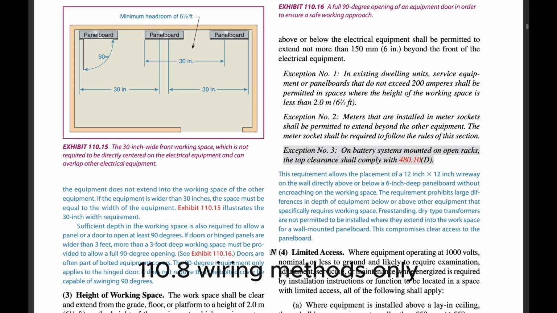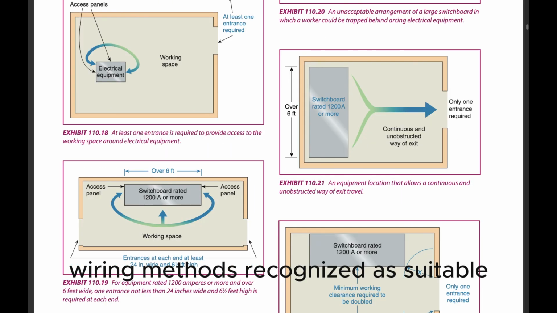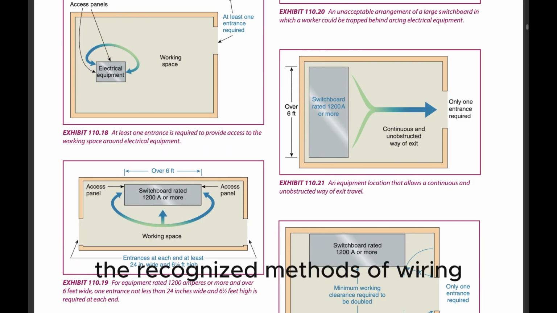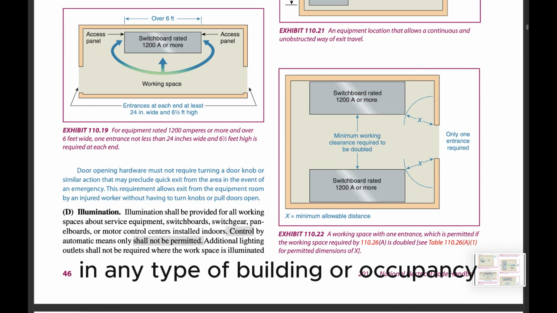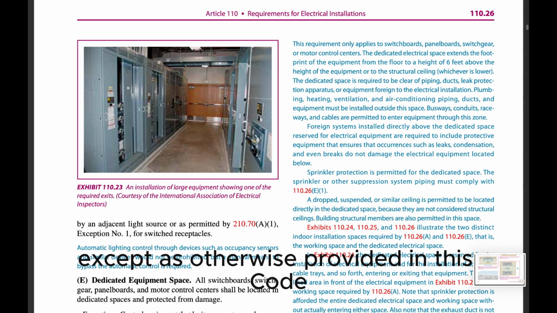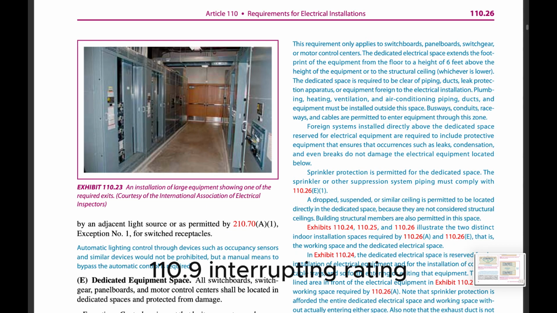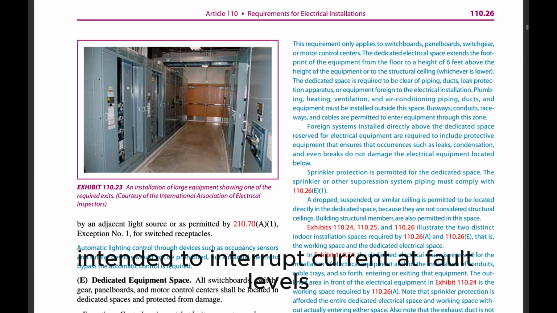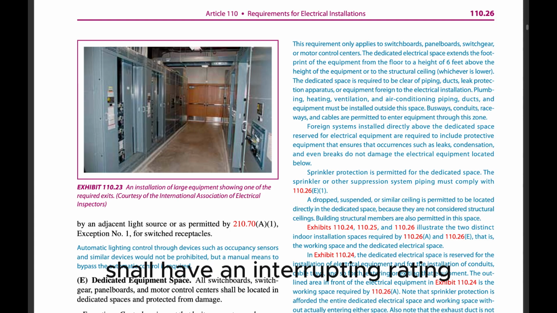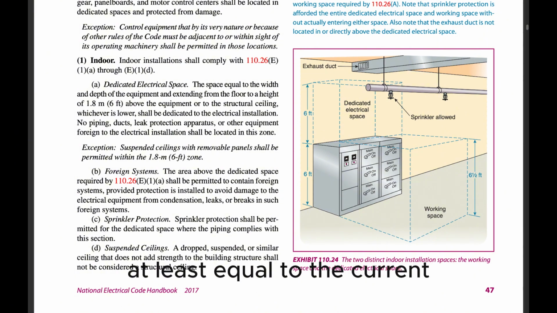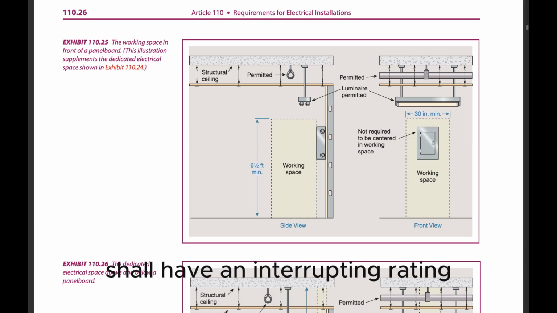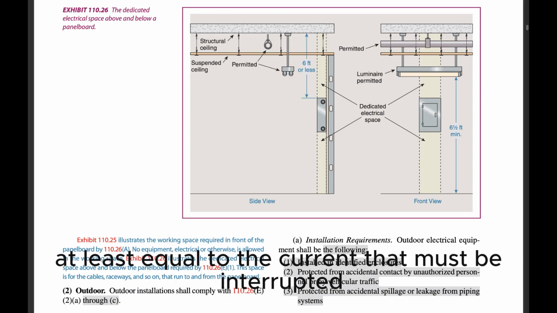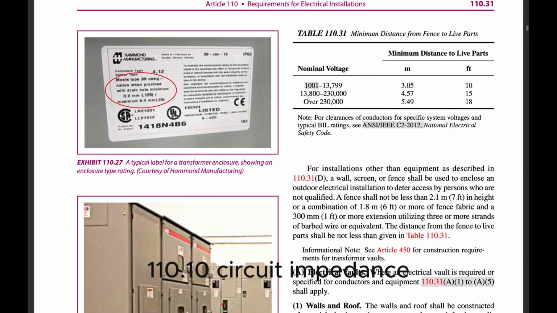110.8 Wiring Methods. Only wiring methods recognized as suitable are included in this code. The recognized methods of wiring shall be permitted to be installed in any type of building or occupancy, except as otherwise provided in this code. 110.9 Interrupting Rating. Equipment intended to interrupt current at fault levels shall have an interrupting rating at nominal circuit voltage at least equal to the current that is available at the line terminals of the equipment. Equipment intended to interrupt current at other than fault levels shall have an interrupting rating at nominal circuit voltage at least equal to the current that must be interrupted.